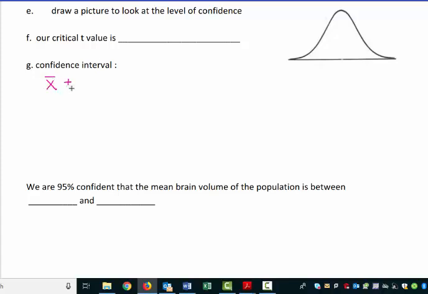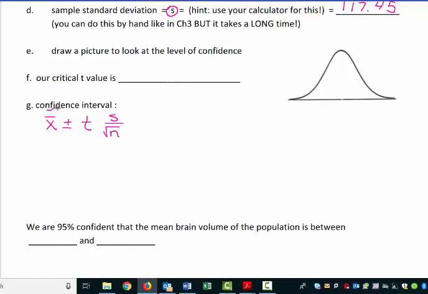X bar plus or minus T times S over square root of n. There's the T that I don't have yet. Okay, I have the X bar, so that's a good check. I have the S, just got from the calculator, and I have the N. So I have all these pieces, I just don't have the T.